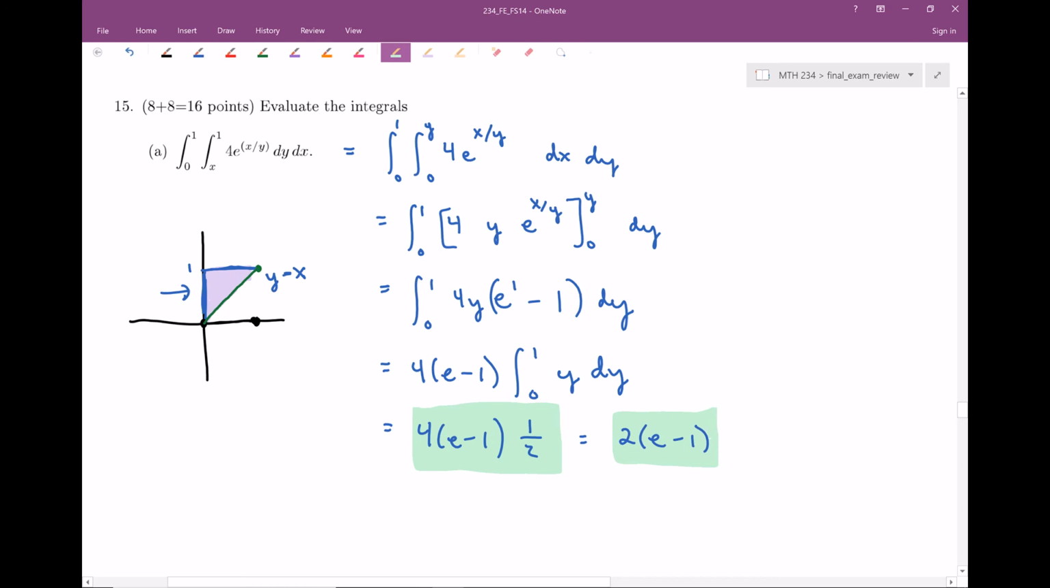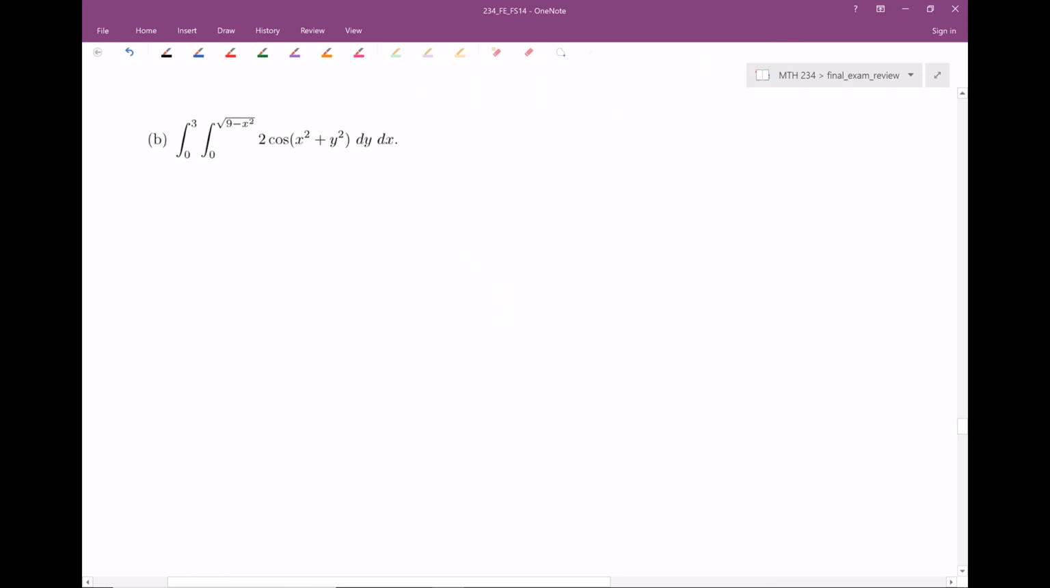You can also distribute. Again, I'd give 100% for that as well. Okay, let's go ahead and move on to the second problem on this page. Let's see, we want to integrate 2 cosine of x squared plus y squared dy dx.